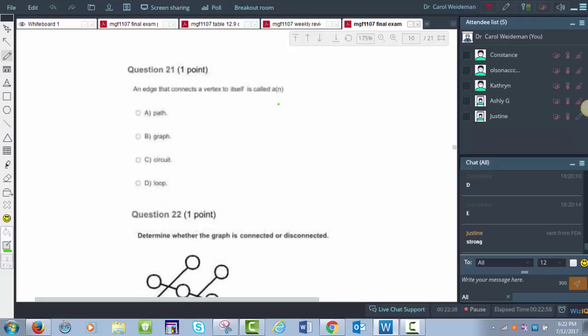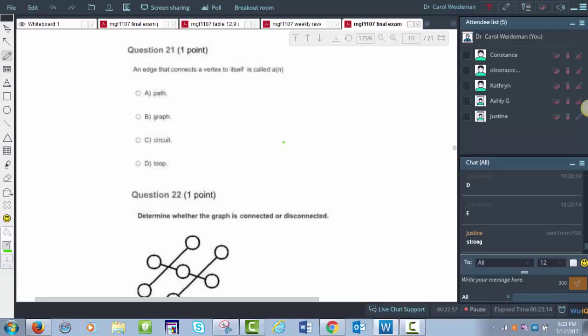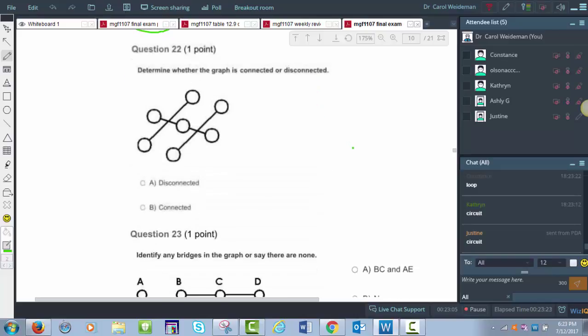Okay, now we're going on to graph theory. All right, an edge that connects a vertex to itself is called what? Definition question. What do we call that? An edge that connects a vertex to itself is called a, anybody remember? What do we call that? Anybody remember? That's a loop. Loop, yep. Is this graph connected or disconnected?